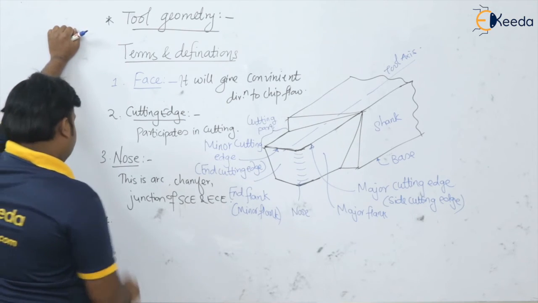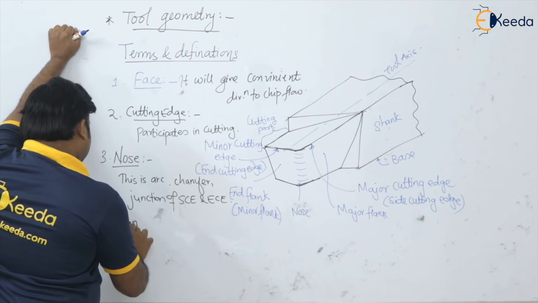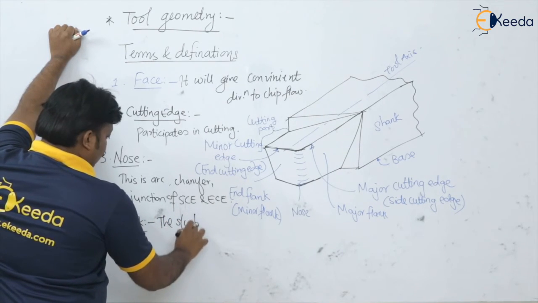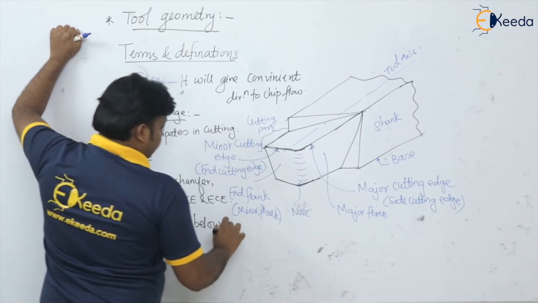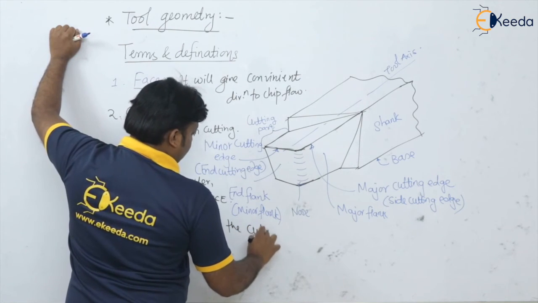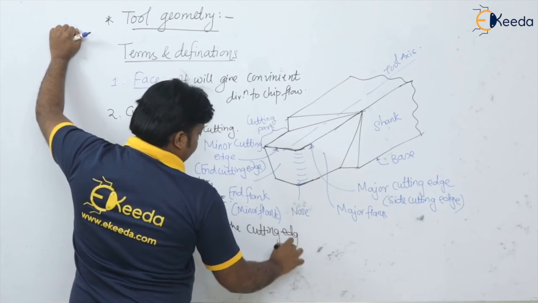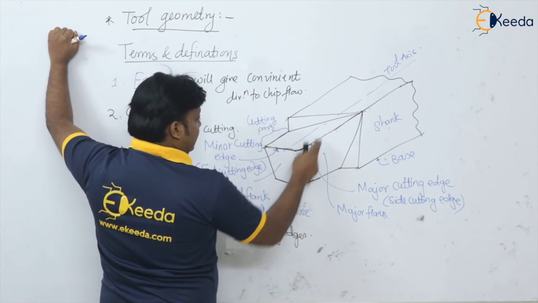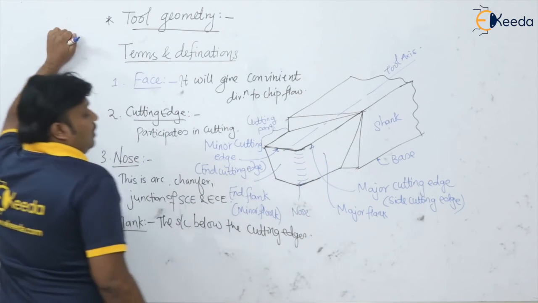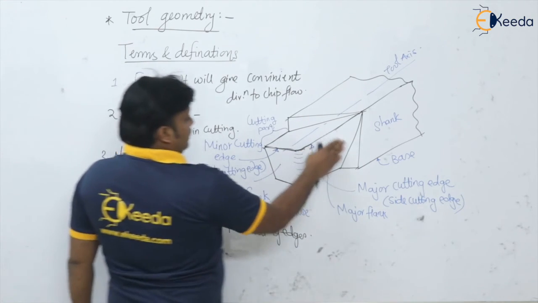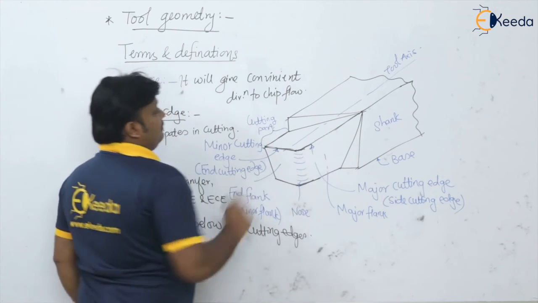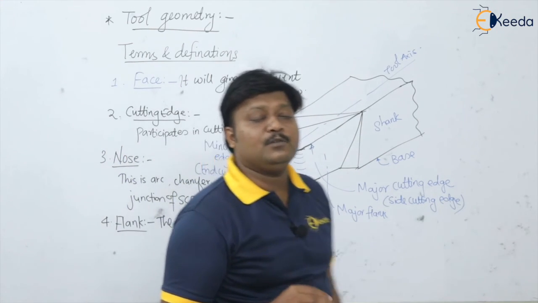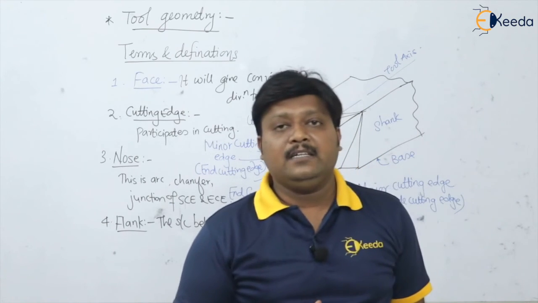And the fourth, we are having the flank. What is meant by flank? The surface below the cutting edges is known as the flank. See, this is the end flank, this is the major flank. So below the cutting edges, whatever surface you are having, this is the flank. So these are the terms that we are going to use in the single point cutting tool.